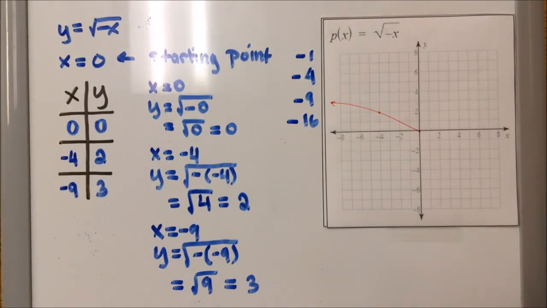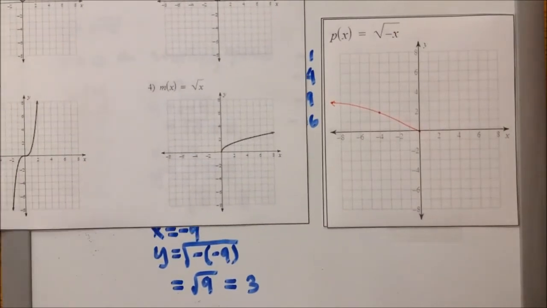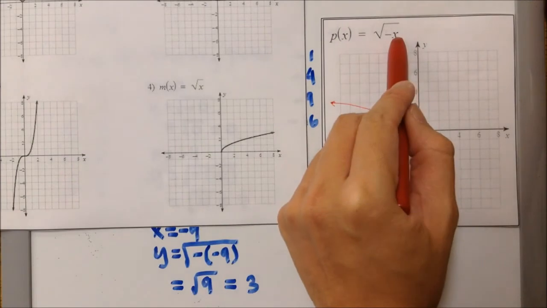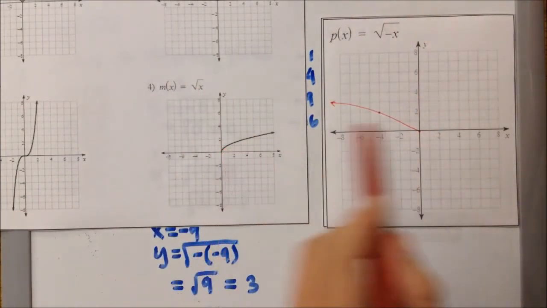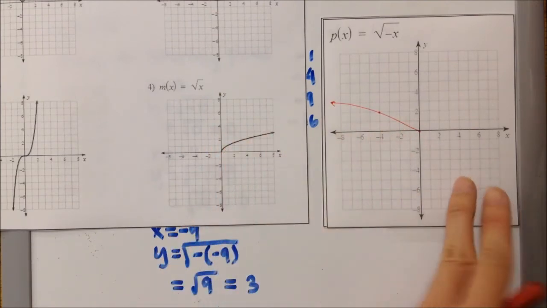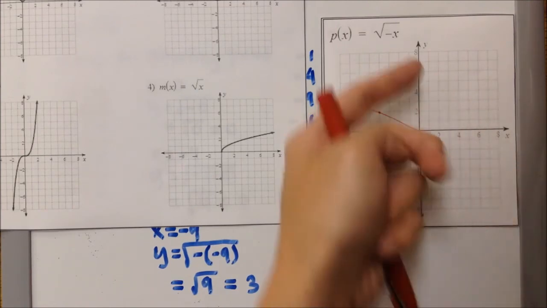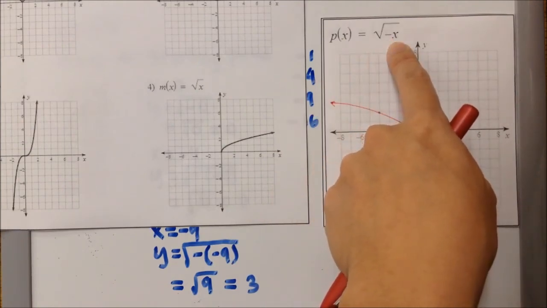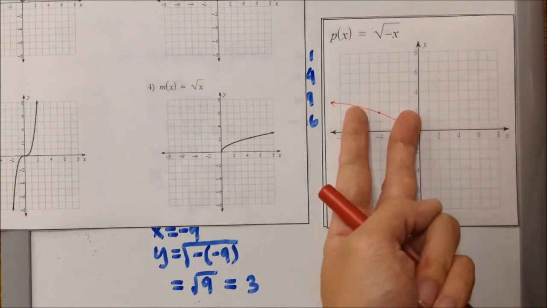Alright, so let's compare it to the parent function. The difference with the equation is that this one has a negative inside within the function, this one does not. If we compare it, we see that from the parent function to the transform, it flipped over or reflected over the y-axis. So again, since we have a negative inside the function, it reflected or flipped over the y-axis.